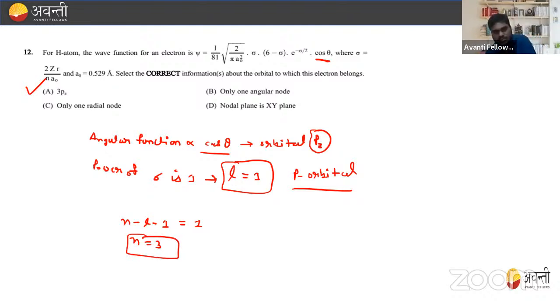Minus 2 and this plus 2 and 1, that is 3. So n is equal to 3. The orbital is 3pz. Confirm this orbital is 3pz. So option A is absolutely correct.